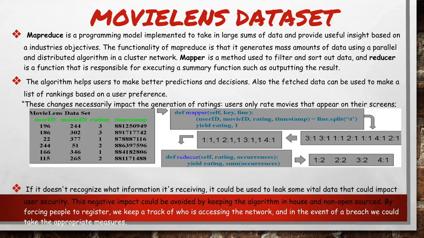So as you can see in our MovieLens dataset, we have user ID, movie ID, rating, and timestamp, and each of this data is processed and sorted out, and once it's sorted out, it goes to the reducer, then it outputs the result. So let's go ahead and look at that in our code.